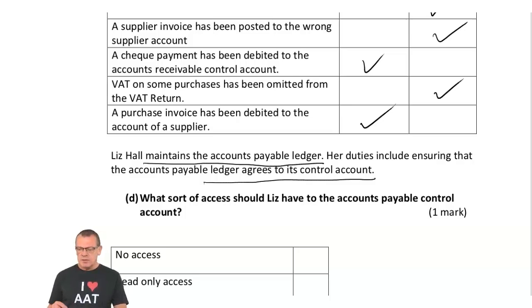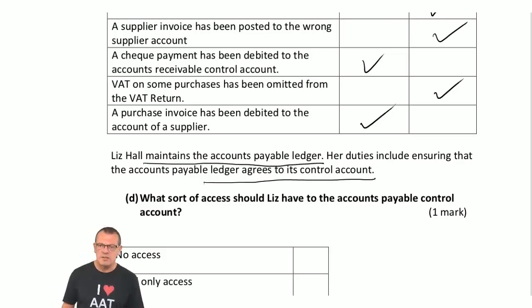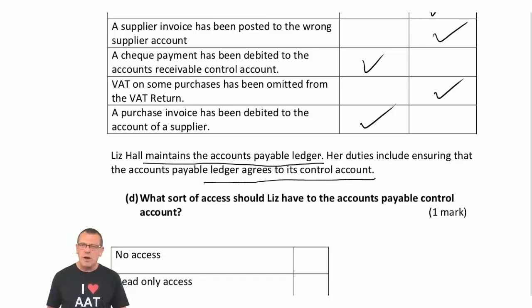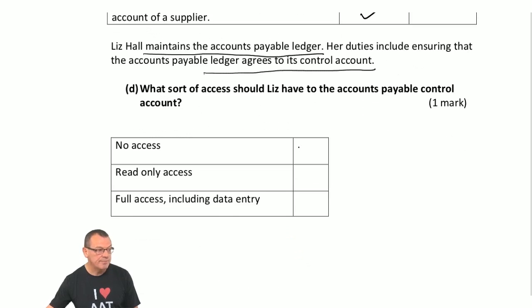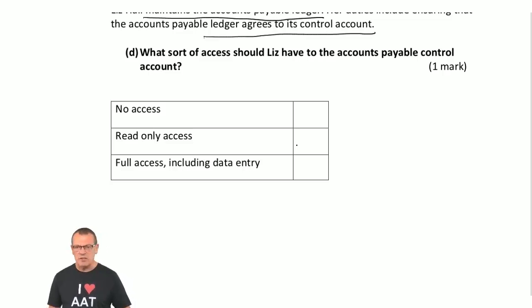Now, bearing in mind that it's Liz's role to make sure it all agrees, which type of access? Now, this is quite interesting, really. Should she have no access? Well, obviously she can't have no access because she wouldn't be able to do her job. So one of these three you can immediately dismiss. The no access option, I mean, that's ridiculous. Read only access, interesting. She's reconciling it, so she'll be able to just see it and then work on it, or not. Or full access, including data entry.